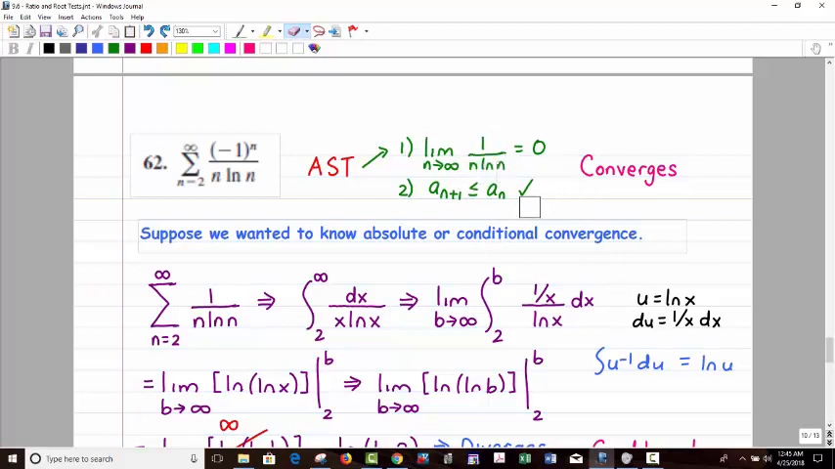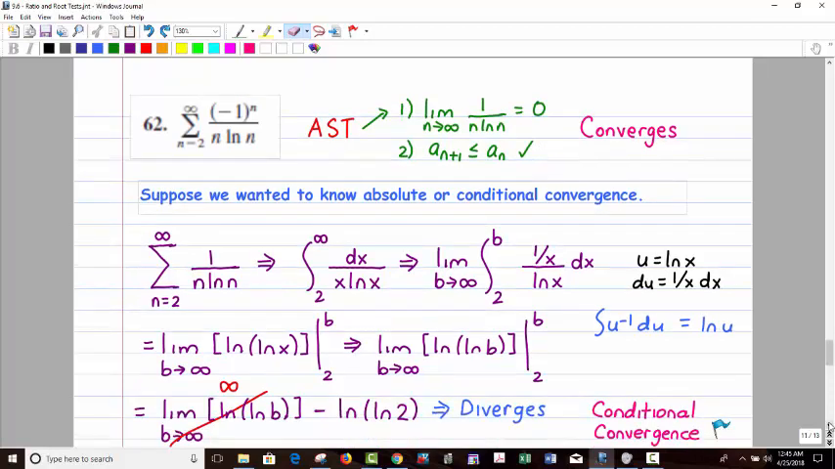Now, I just put a check mark here because this is usually pretty much a rubber stamp, automatic. I haven't run across one yet where this wasn't true, but that means these terms are going to be decreasing. So if it makes it through the first one, you pretty much can assume it'll make it through the next one. So it converges.